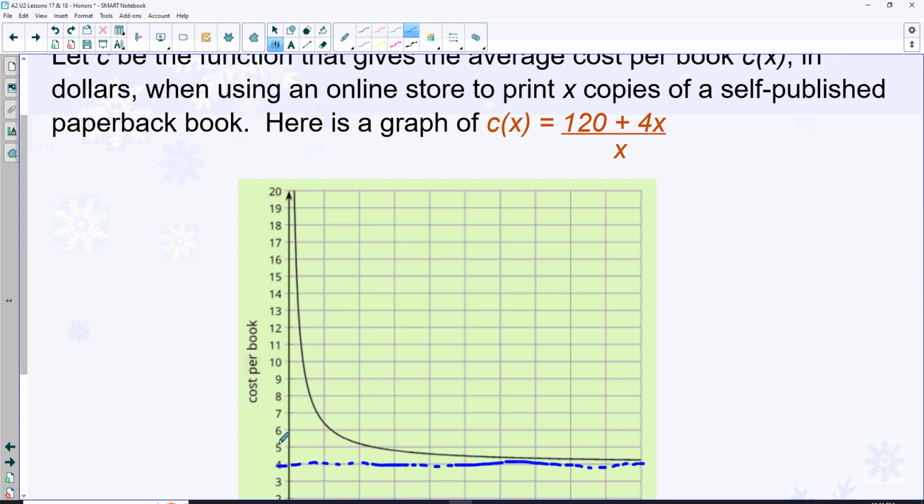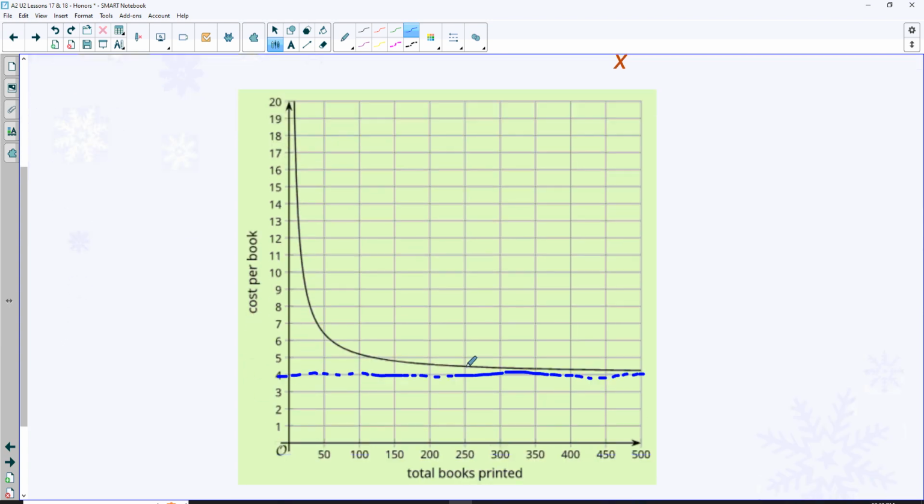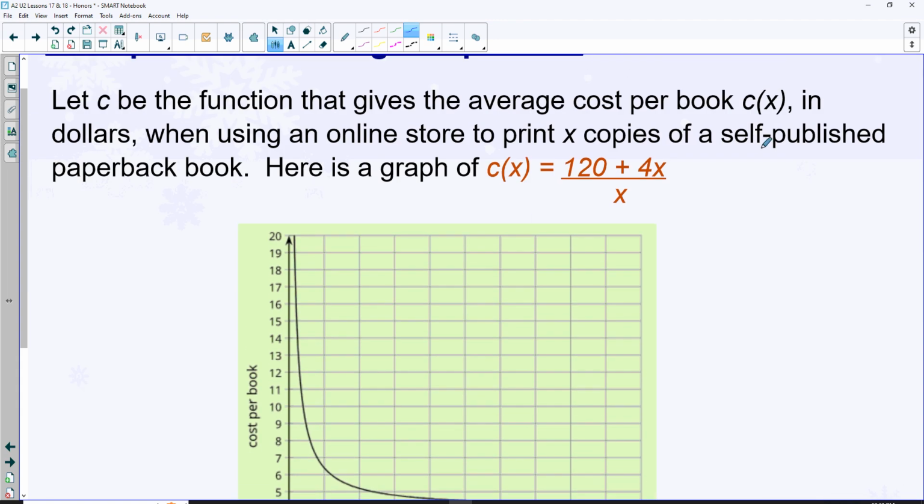Now, here's one thing to think about. Will this graph, with enough books, ever cross 4? Will the amount per book ever be less than $4 per book? And the answer to that is no. You can look at this function and tell that pretty obviously.